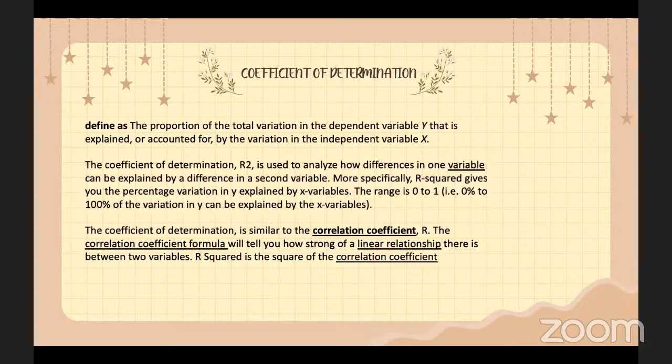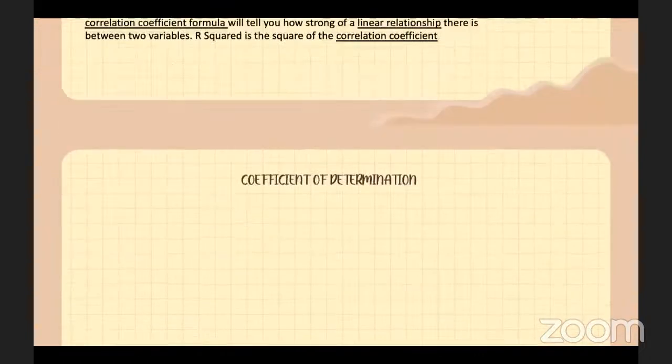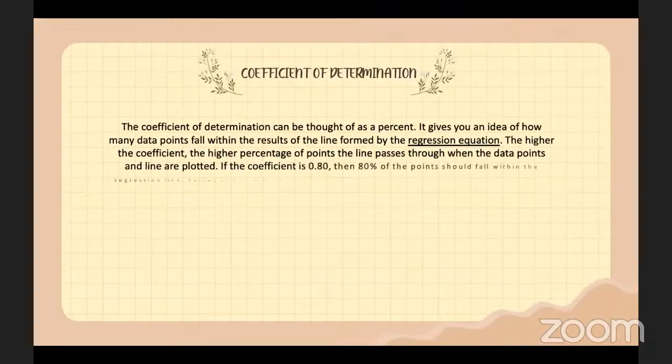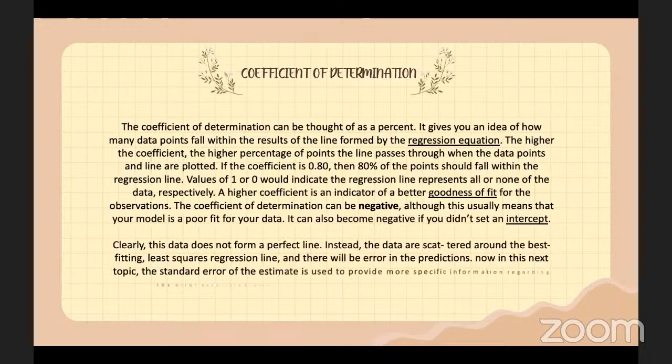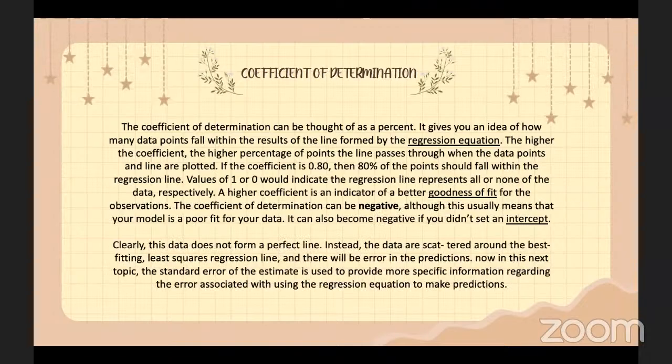The coefficient of determination is similar to the correlation coefficient, r. The correlation coefficient formula will tell you how strong of a linear relationship there is between the two variables. R squared is the square of the correlation coefficient. The coefficient of determination can be thought of as a percent. It gives you an idea of how many data points will fall within the results of the line formed by the regression equation. The higher the coefficient, the higher the percentage of points the line passes through when the data points and line are plotted.